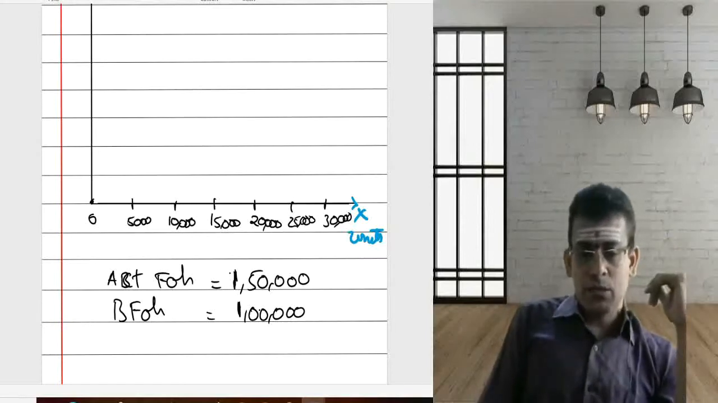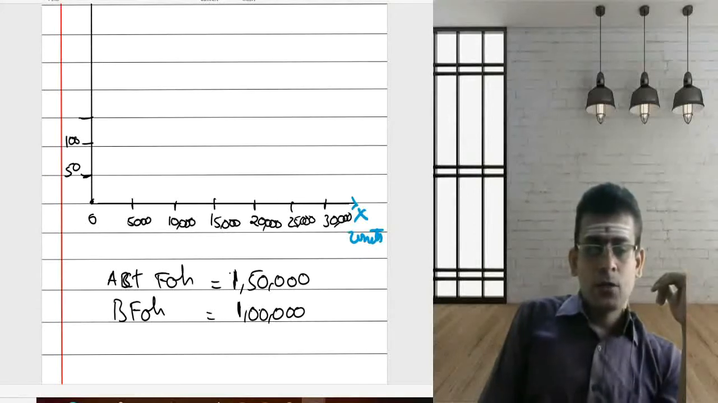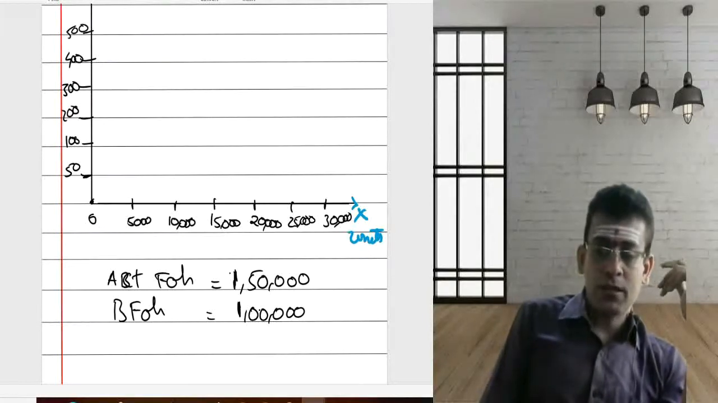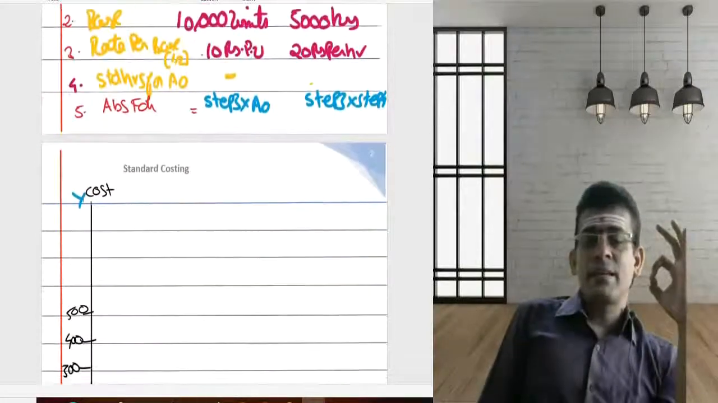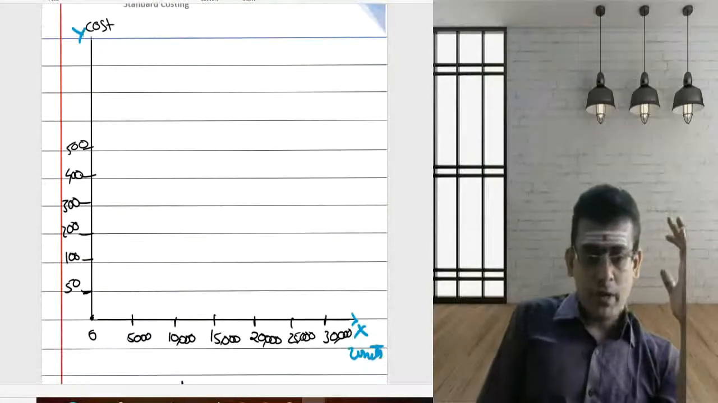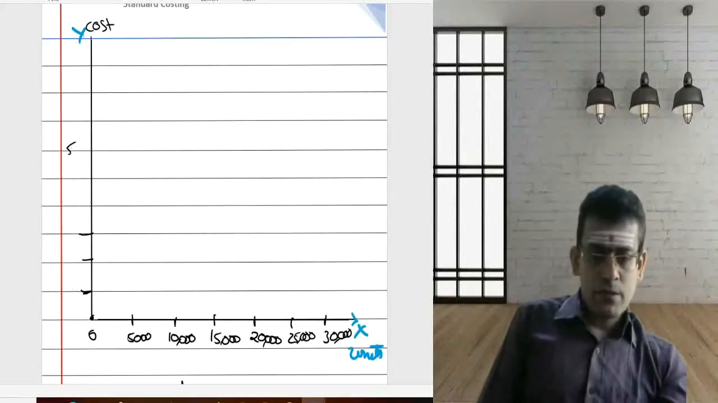So now let us consider this as your cost: 50,000, 1 lakh, 2 lakhs, 3 lakhs, and so on, 4 lakhs, and this is 5 lakhs. This is nothing but the cost. Now, if I put everything as a part of my graph, one second, let me change this frequency here.